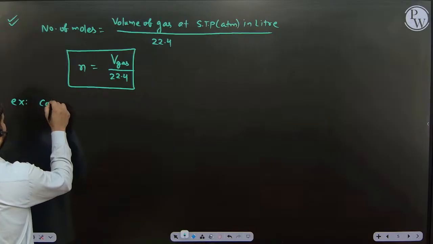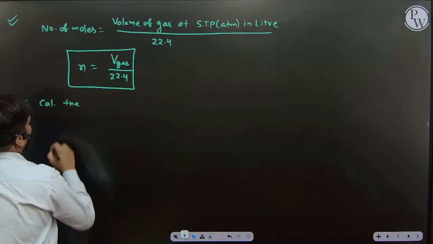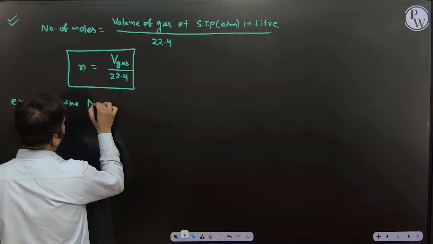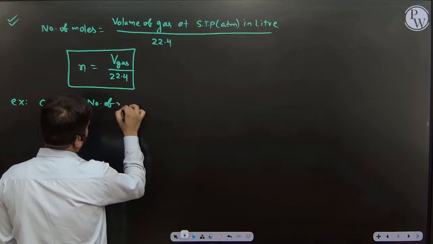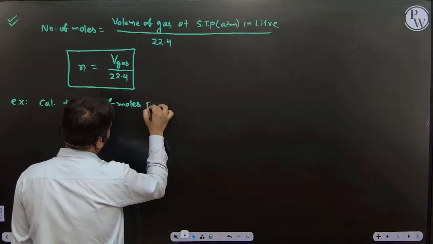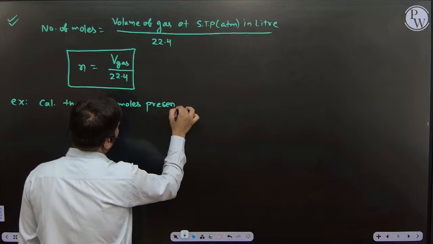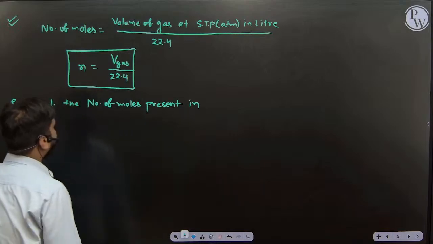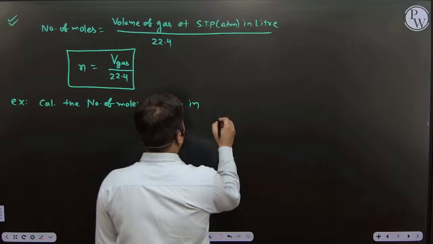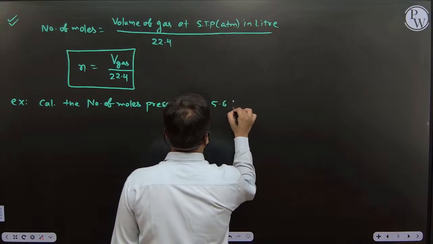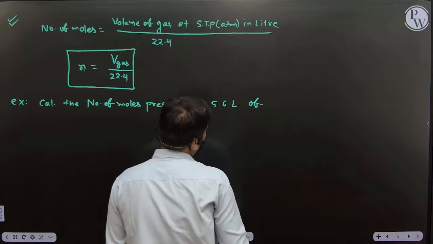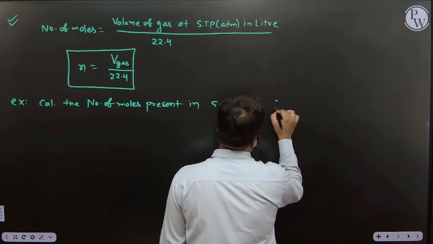So the question or example we have in front of us is: calculate the number of moles present in 5.6 liter of dioxygen gas.